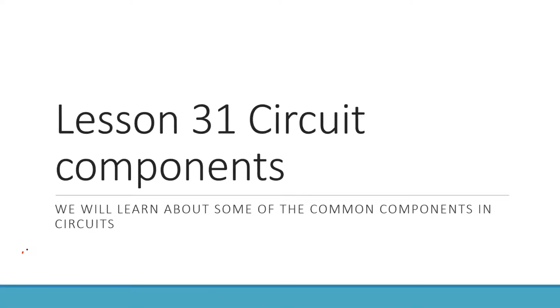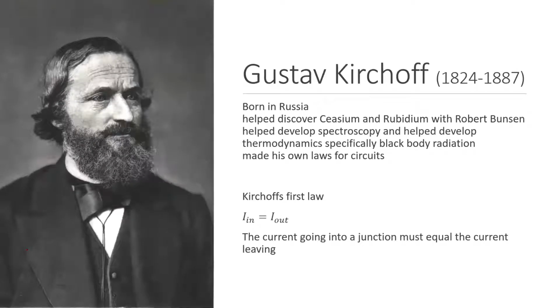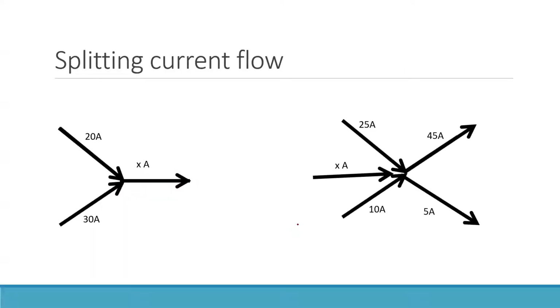Let's look back at what we did last time. Last time we looked at two rules, Kirchhoff's rules for current and voltage. The first rule being the current in is the same as the current out, which means that if I've got 20 amps and 30 amps going in, I have to have 50 amps going out.